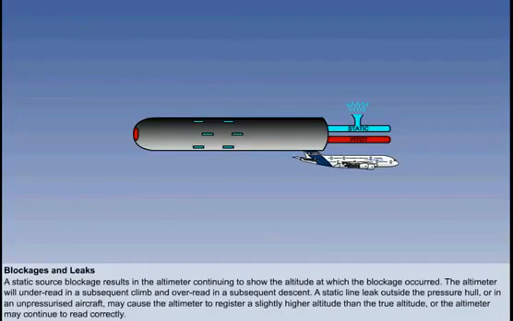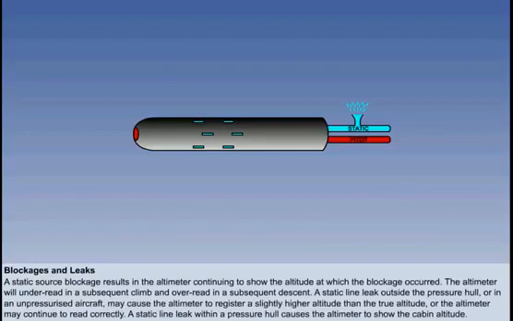How about the effect of a leak in the static line? It depends on whether it occurs in the static line outside or inside the pressure hull. If outside the pressure compartment, or if the aircraft is unpressurized, the altimeter may continue to read correctly. However, on most aircraft there is an increased pressure error which lowers the sensed static pressure. This causes the altimeter to indicate slightly high.